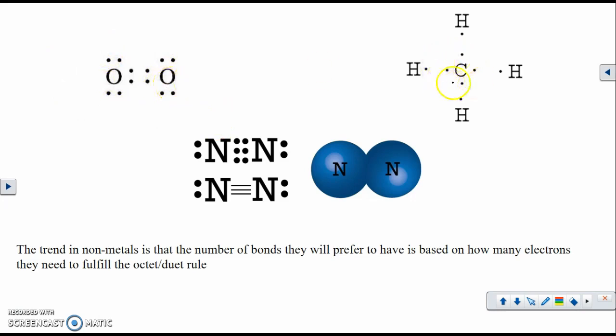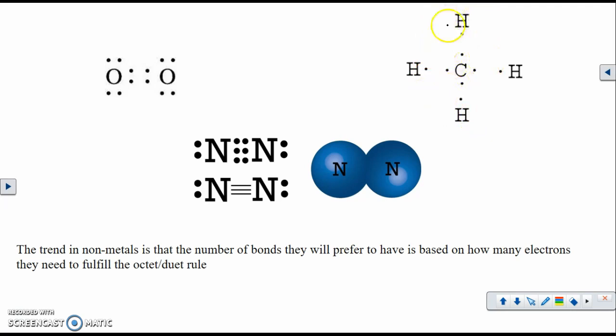Look at carbon here. Carbon is in group 14. It has 4 valence electrons, therefore it wishes to gain 4. How does it accomplish that? It is bonded to 4 hydrogen atoms. So in this case, again, 2, 4, 6, 8. So now this carbon in the middle has 8 electrons, so it has fulfilled the octet rule.